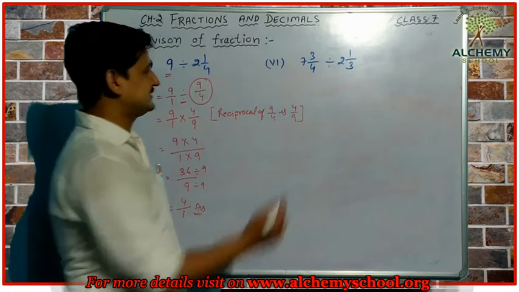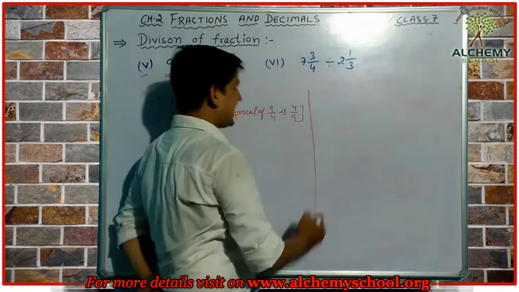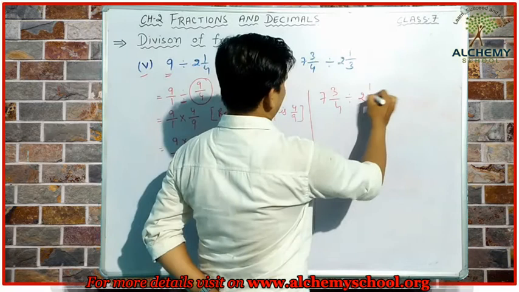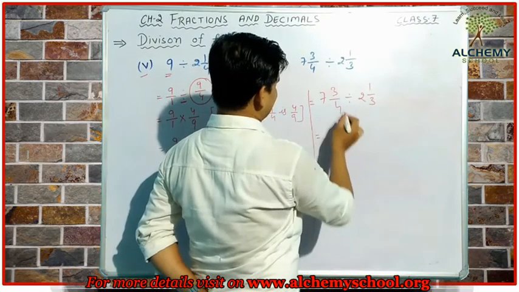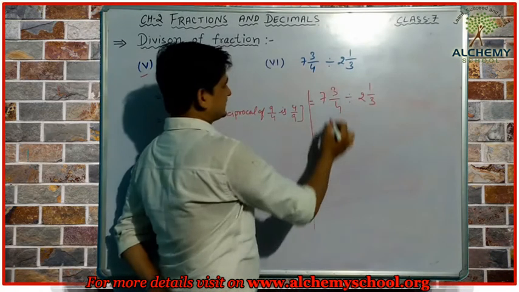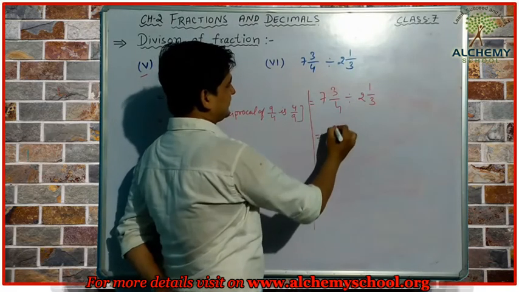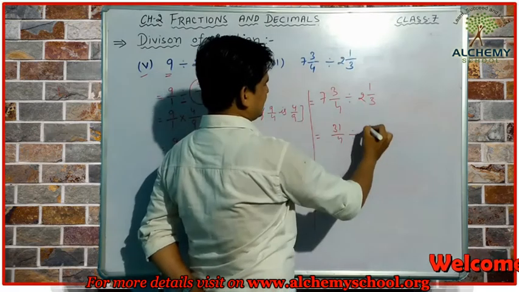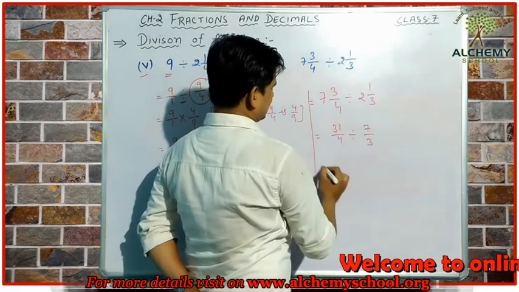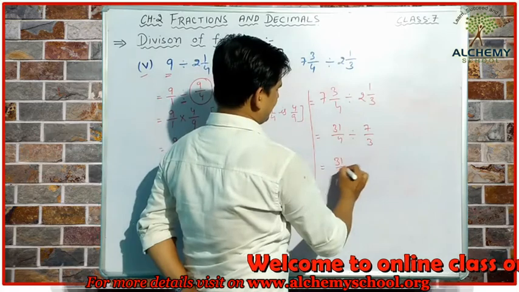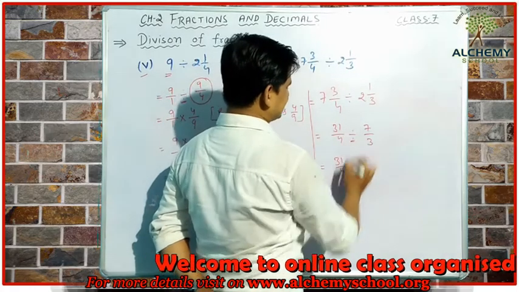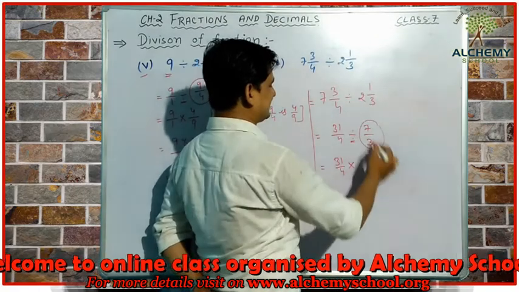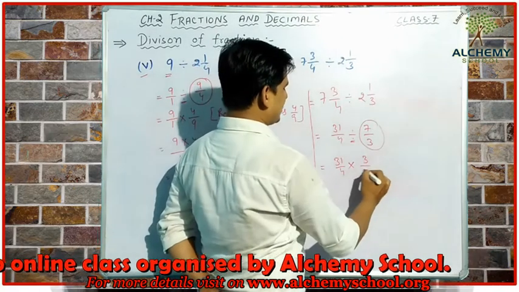Okay. Let's see the next question. In the next question, we have 7 and 3 upon 4 divided by 2 and 1 upon 3. So simply we can convert them into improper form. So 4 7s are 28, 28 and 3, 31. 31 upon 4 divided by 3 2s are 6 and 1, 7 upon 3. So now 31 upon 4 will be written as it is. This division sign will be replaced by multiplication, and we have to find the reciprocal of 7 upon 3, and it will be 3 upon 7.